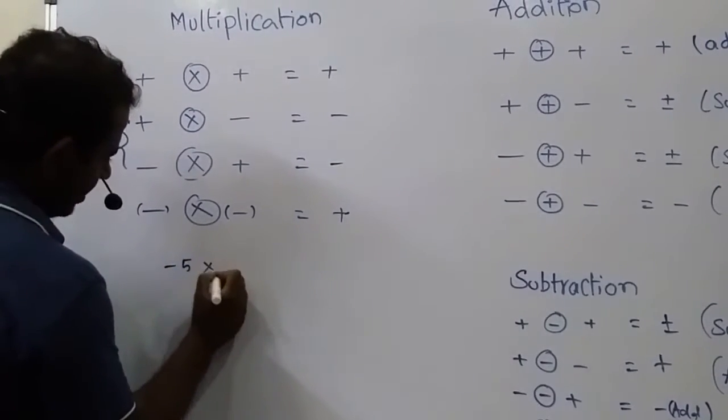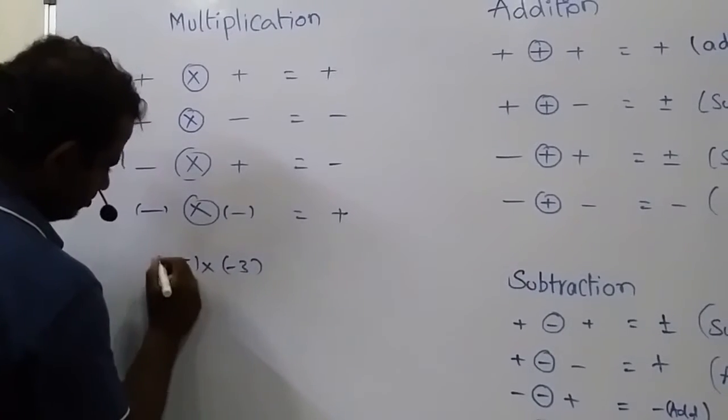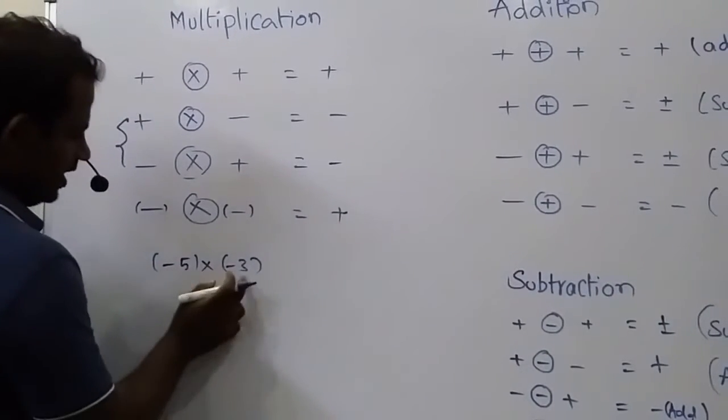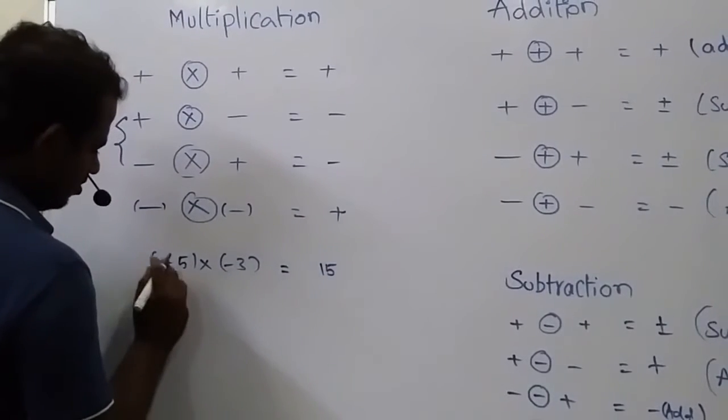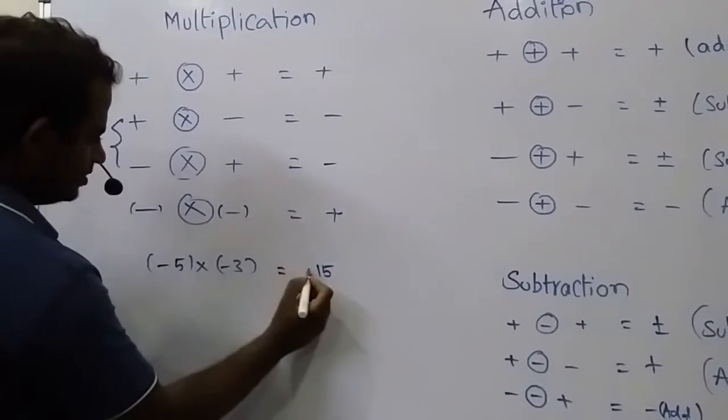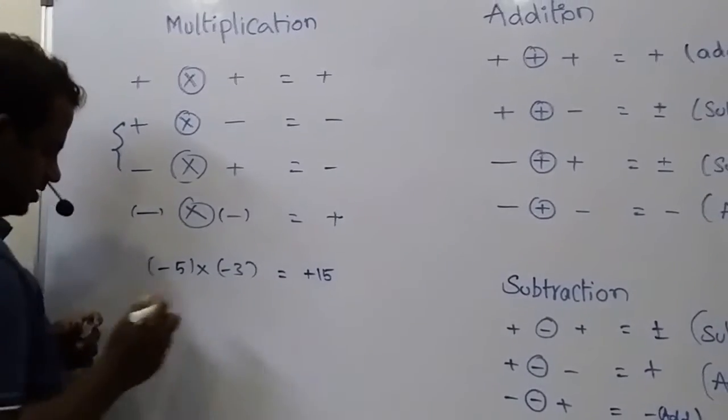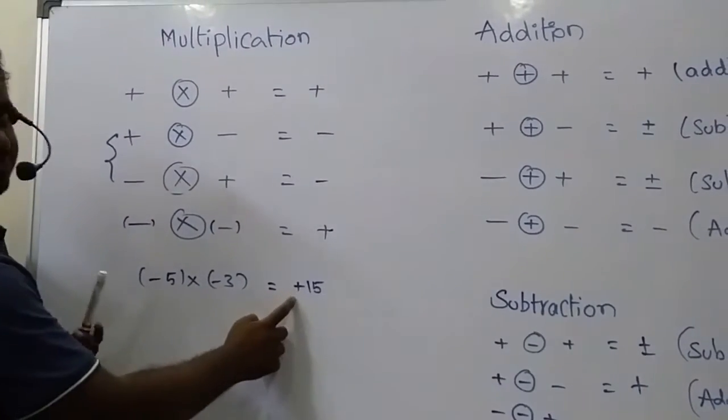So we will see the last thing. If we are multiplying minus 5 with minus 3, I am multiplying both negative numbers. First multiply the numbers, 5 times 3 is 15, and minus into minus is plus. There is no need to put plus in case of a positive number.